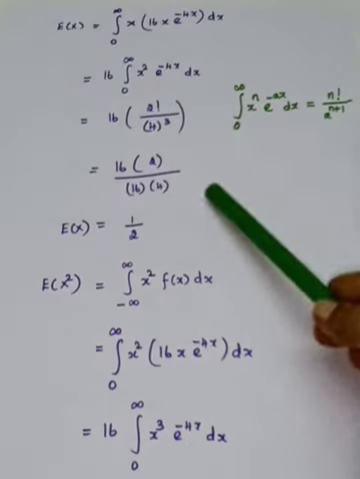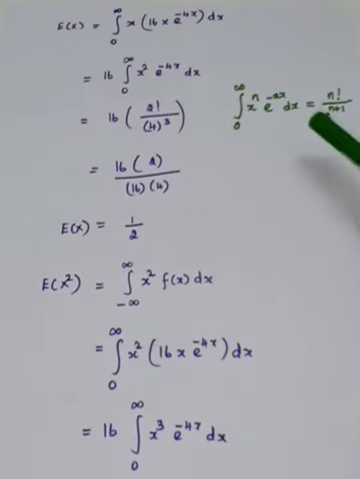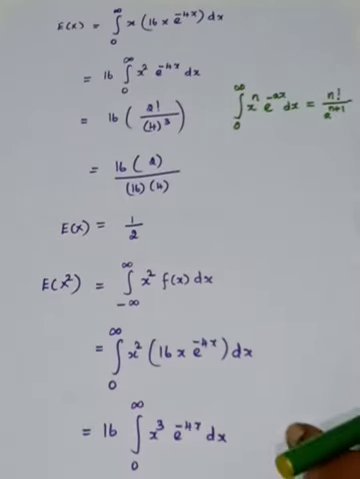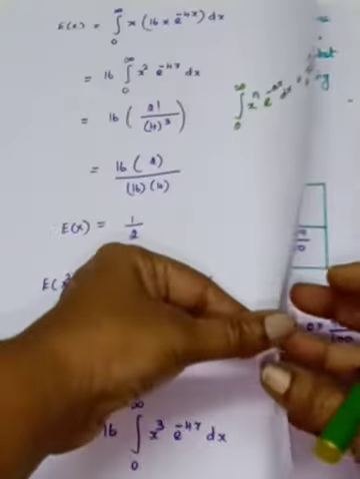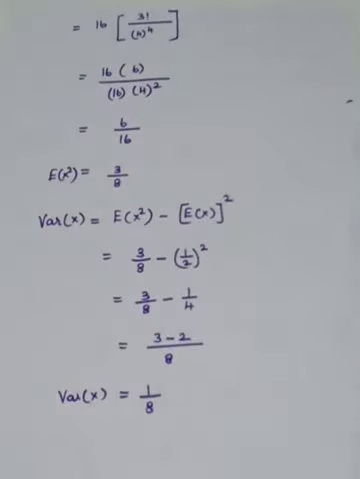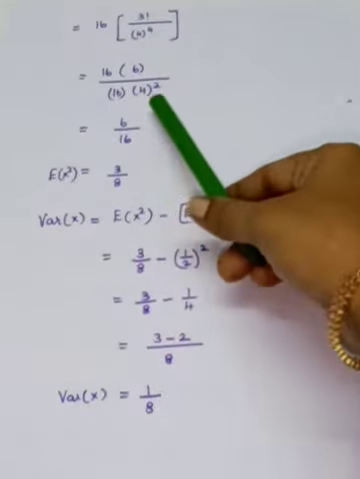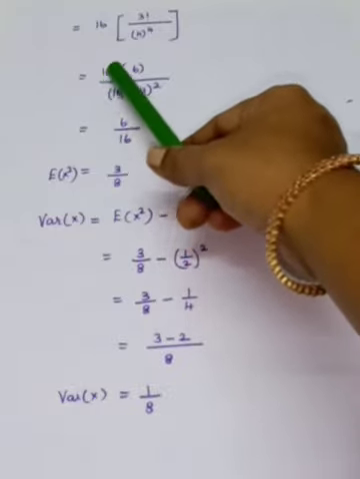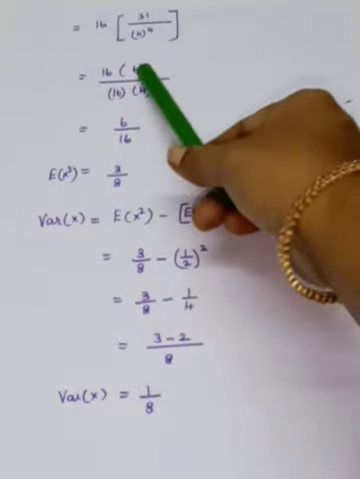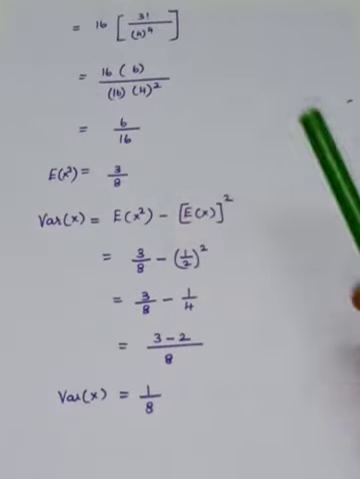Again you have to use this formula. In the place of n you have 3, so it is 3 factorial. In the place of a you have 4. So 3 factorial by 4 power 3 plus 1, that is 4. If you apply the formula, you will get 16 into 3 factorial by 4 power 4. 4 power 4 can be written as 4 squared into 4 squared. 4 squared is 16, so this 16 and that 16 get cancelled. In the numerator you have 6, and the denominator is 4 squared, that is 16. If you simplify 6 by 16, that is 3 by 8.